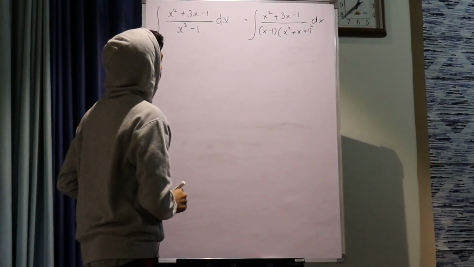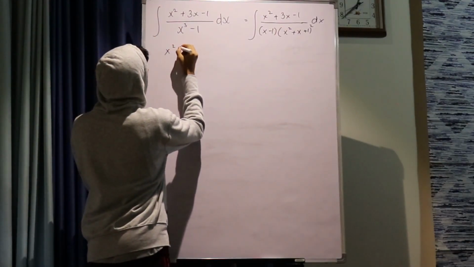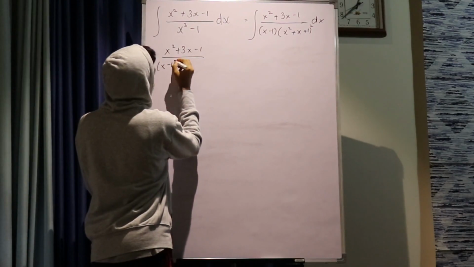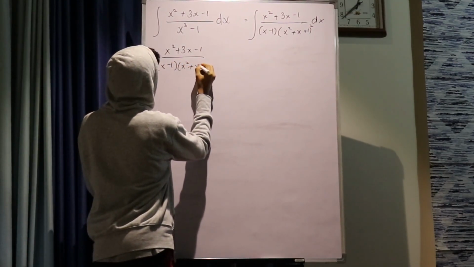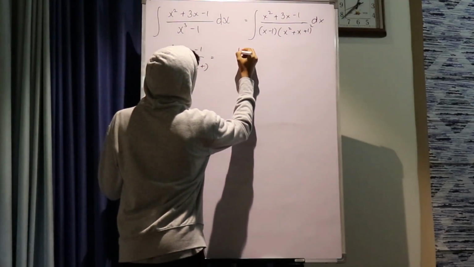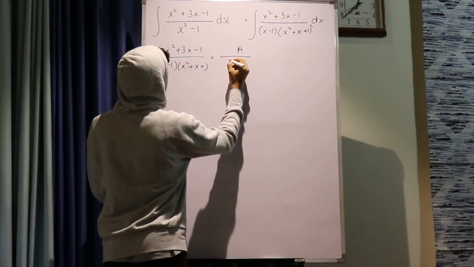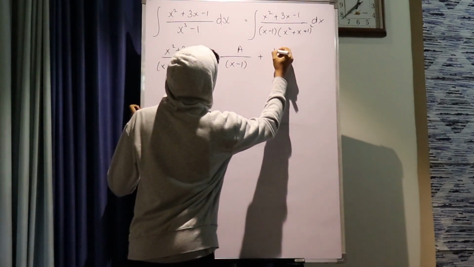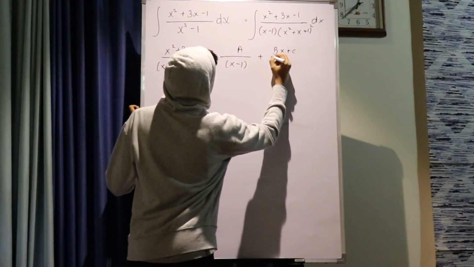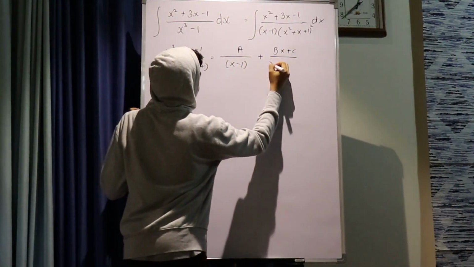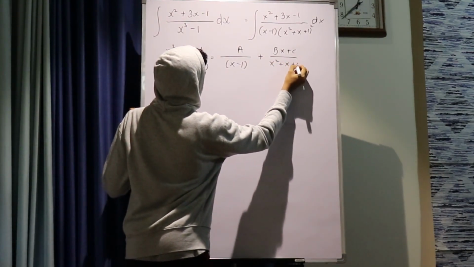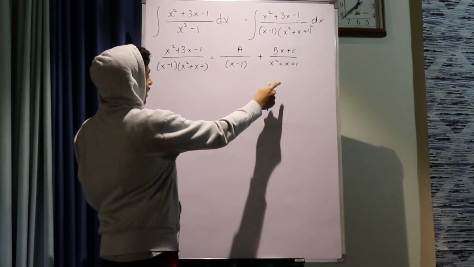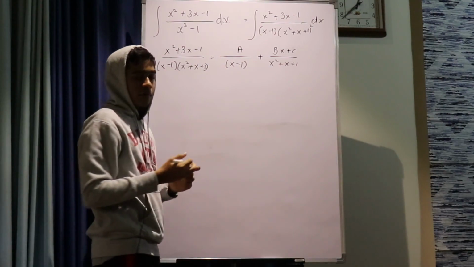So we've basically written the same integral in a different form, and this form allows us to apply partial fraction decomposition, right? So this expression here, x squared plus 3x minus 1 over x minus 1 times x squared plus x plus 1, can be written as some constant a divided by x minus 1, plus some linear expression bx plus c divided by the quadratic factor x squared plus x plus 1. And notice that bx plus c is linear and a is a constant. That's because the factor over here is quadratic and the factor over here is linear, right?